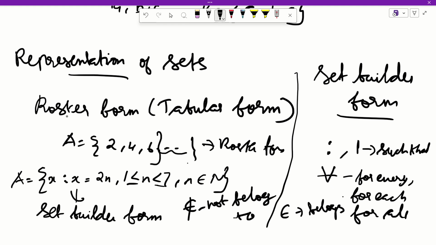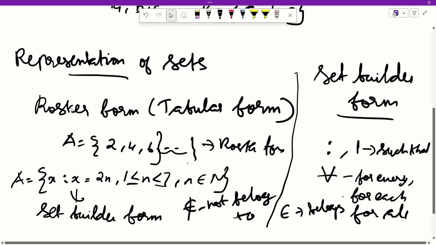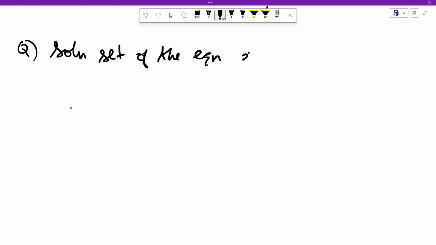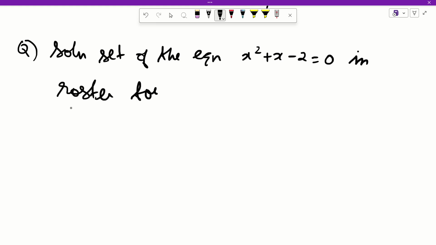Let's move on to the next one. Let's do a small question. I didn't have time to place the question, so I will tell the question now. Write the solution set of the equation x² + x − 2 = 0 in roster form. Simple. Let's factorize this: x² + x − 2 = 0.